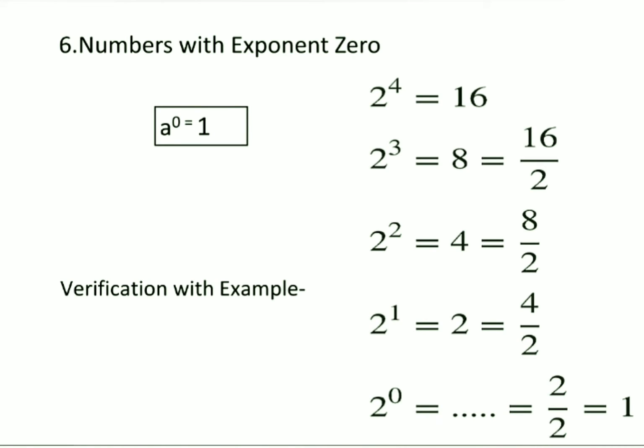The next law is about numbers with exponent 0. You will see the law written on the screen as a raised to the power 0 is equal to 1. Or in other words, we can say that any number raised to the power 0 is equal to 1. So let us prove this fact with the help of an example. Consider a series of different powers of 2, as you will see written on the right hand side of the screen.